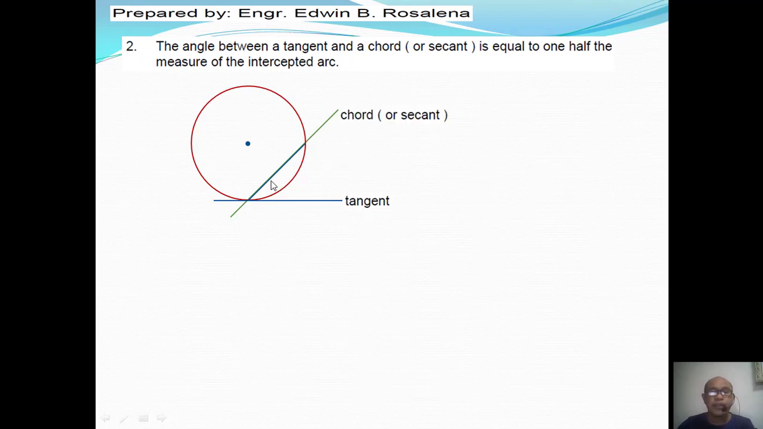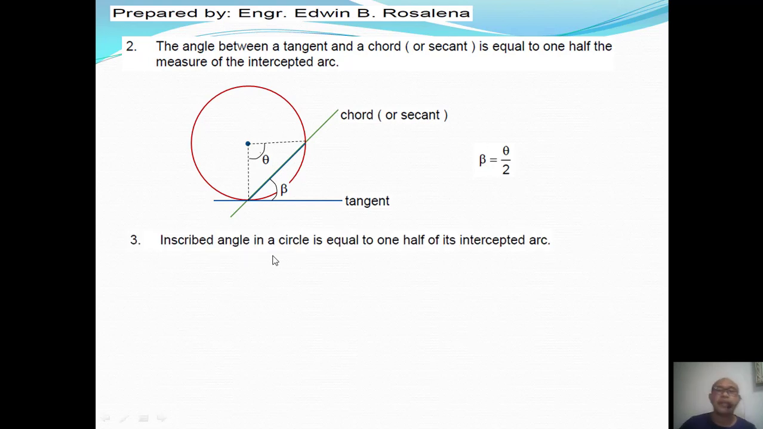The angle formed between the tangent and the secant or the chord is equal to 1/2 of the intercepted arc. Now notice that the intercepted arc between the tangent and the chord is this arc here, from this point up to this point. The measure of this arc can be expressed in terms of the angle at the center. If this is angle theta, then the measure of the angle between tangent and the chord is beta, and beta is equal to theta over 2. So that is property number 2.